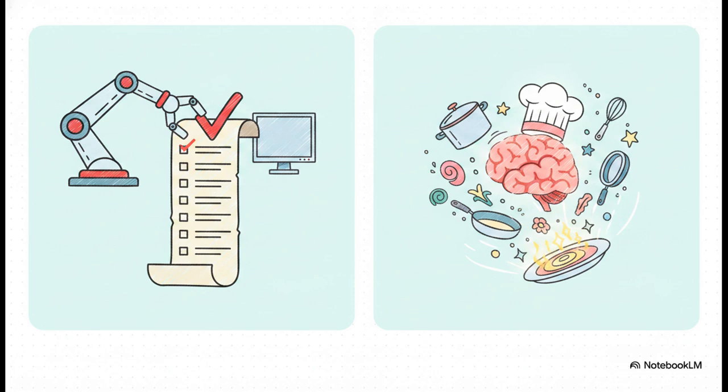Artificial intelligence, on the other hand, is much more like a master chef. It actually learns from millions of past recipes and experiences to intuitively create entirely new dishes on the fly, and it does this without needing explicit step-by-step instructions for every single possible scenario.